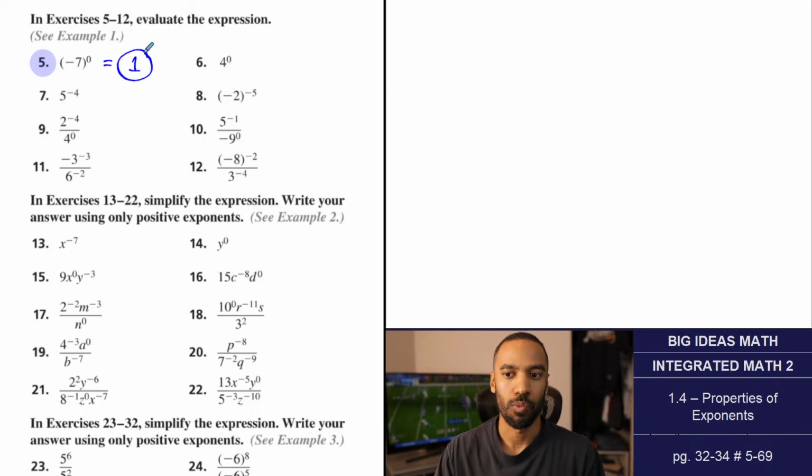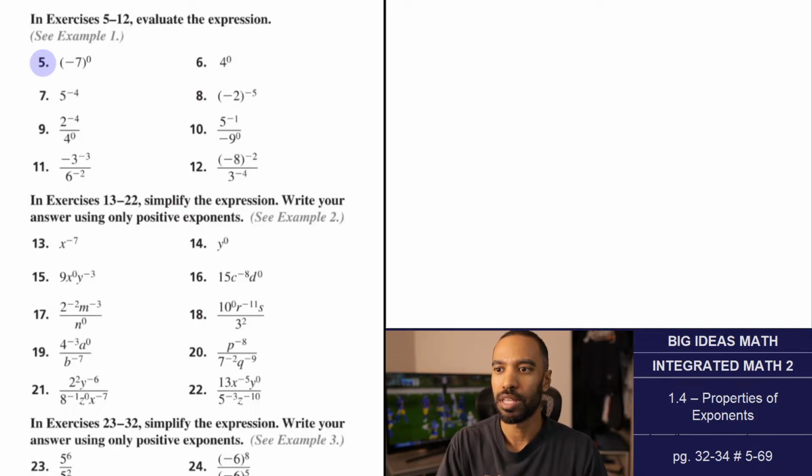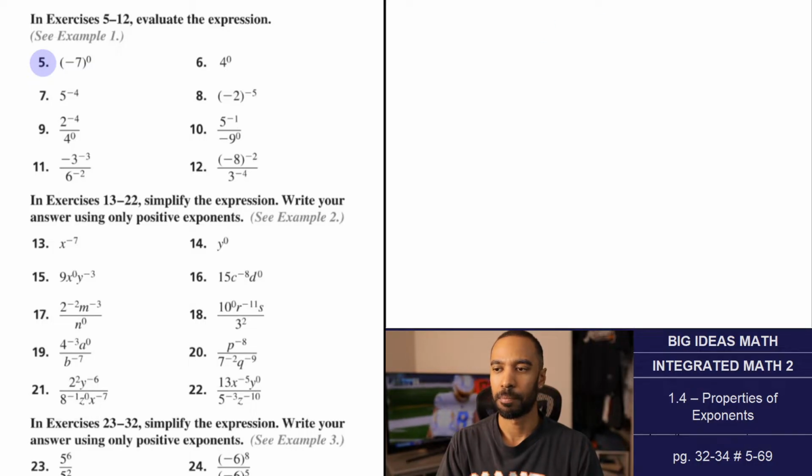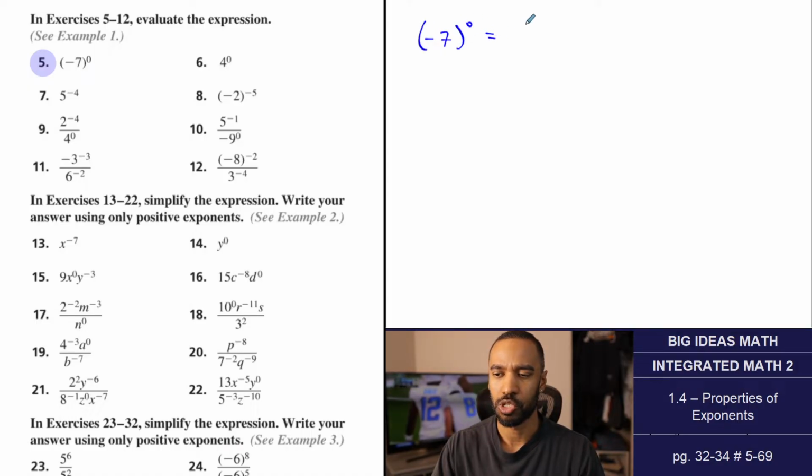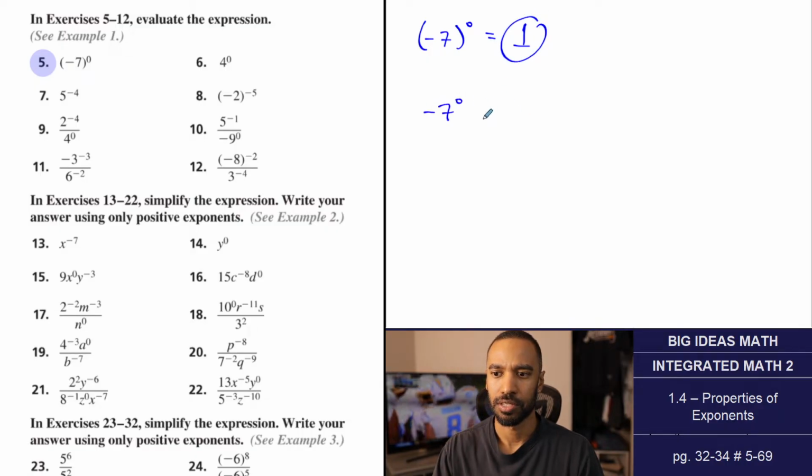Now, just one thing I want to state really quickly. Whoops, I don't want to write it over here. One thing to state really quickly, you're going to have to be very careful about the difference between negative 7 raised to the 0 power and the opposite of 7 raised to the 0 power. What I mean by that is there's a difference between this and this. This negative 7 to the 0 power, try it in your calculator, that's negative 1.